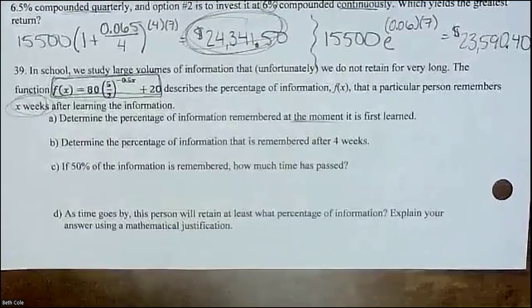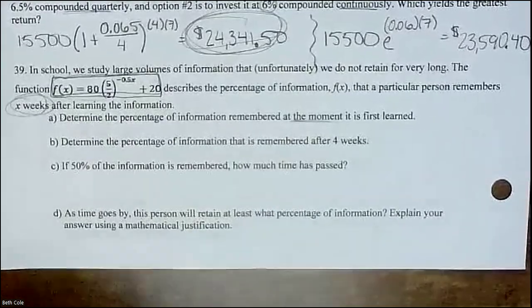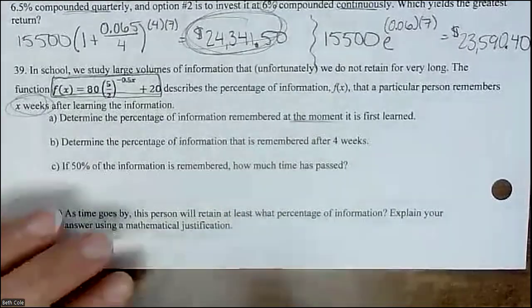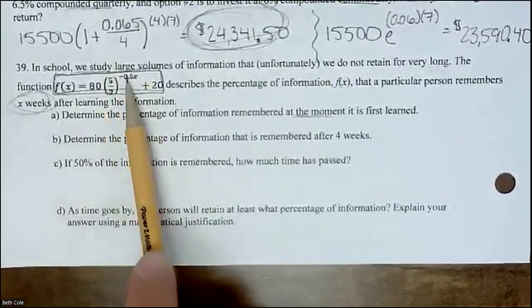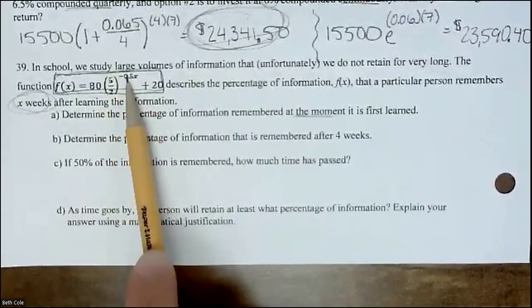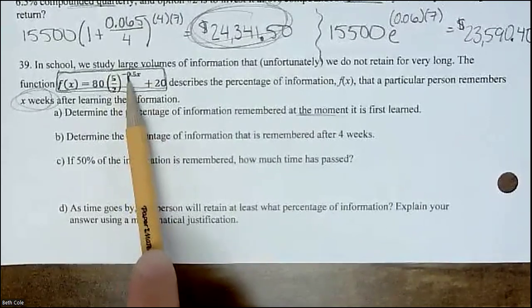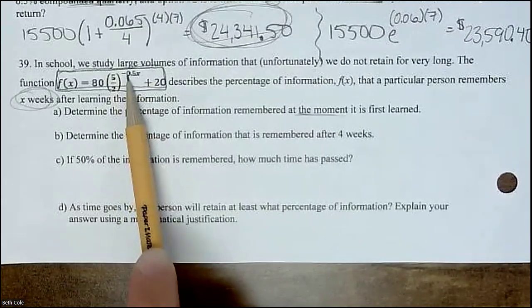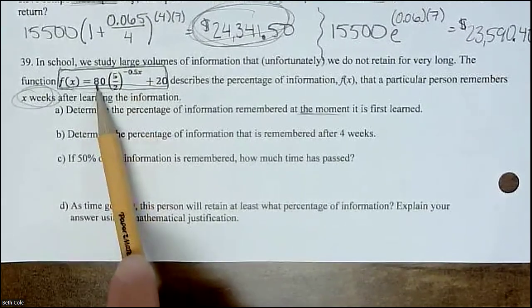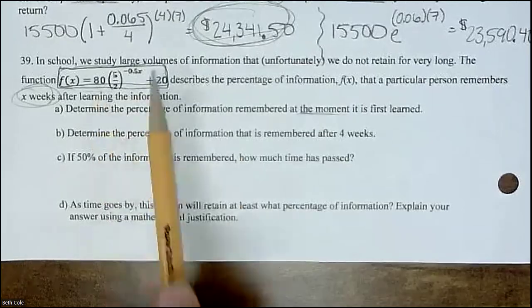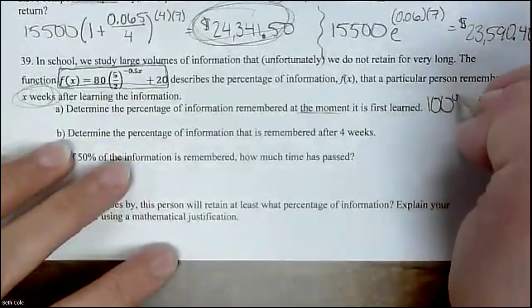How much time went by if you just learned it? None, 0. So I'm going to just talk you through this without a calculator. 0 times anything is 0. 5 halves to the 0 power is 1, times 80 is 80. And 80 plus 20 is 100.